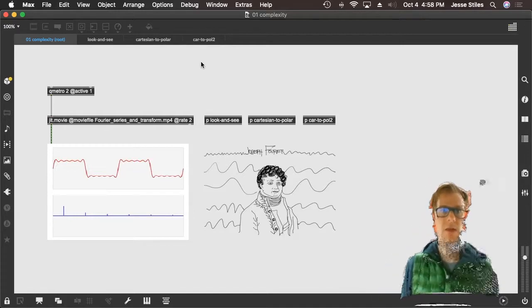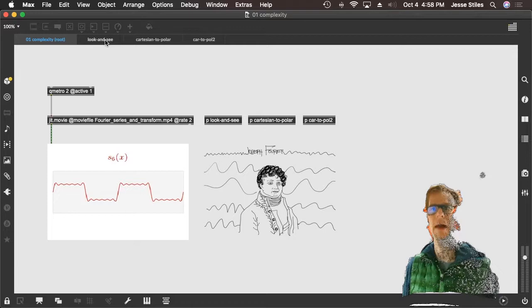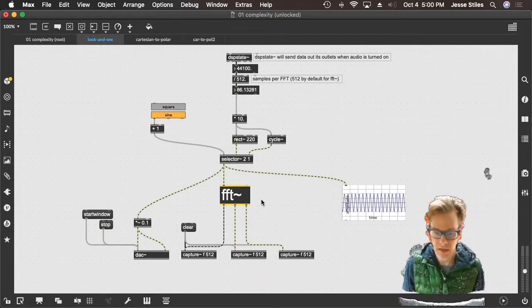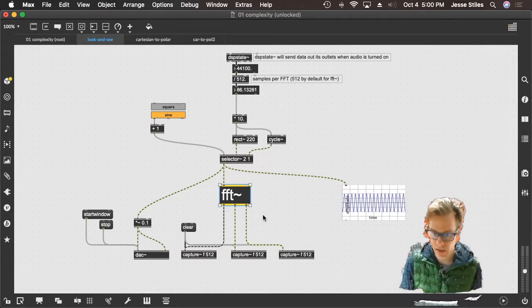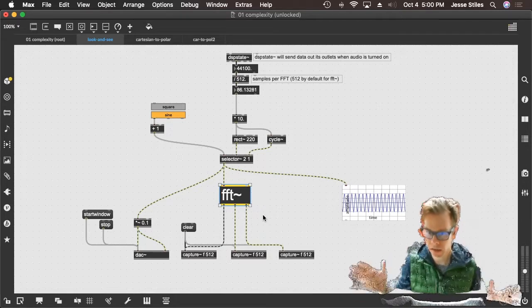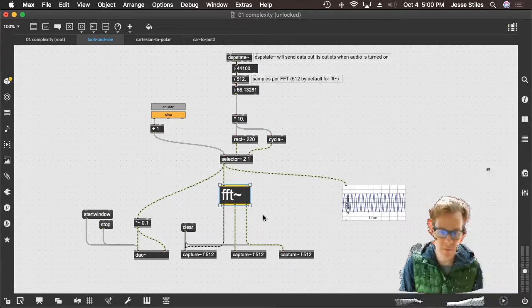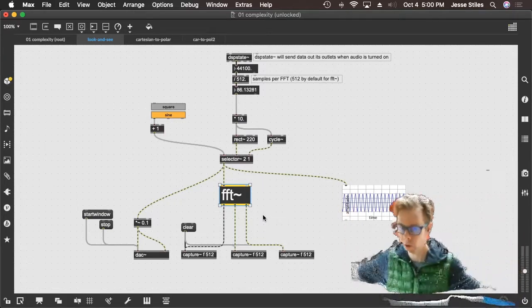So let's look at some examples of the FFT in Max. A simple way to do an FFT in Max is this object, FFT tilde. FFT tilde is going to analyze a signal in the frequency domain and give us information about the amplitude, phase, and frequency of many different frequency components.